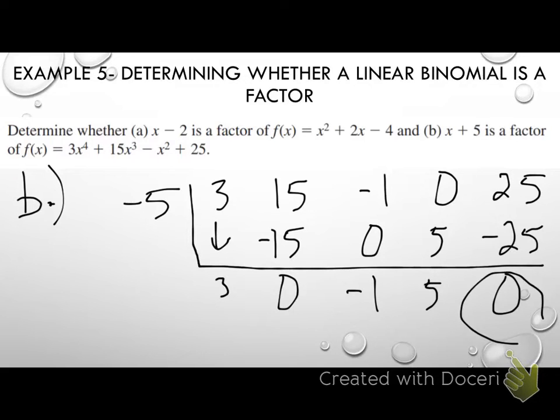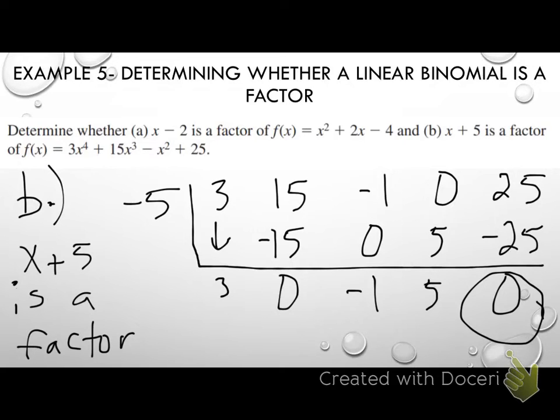0. So this is another way to tell if our x plus 5 is a factor of that polynomial. If you get a remainder of 0, then it is a factor of our polynomial. So in this case, I could say x plus 5 is a factor. Does that make sense? On letter A, we could have used synthetic division if we wanted to. Letter B, we could have used direct substitution if we wanted to. That's just two ways to decide if it's a factor or not.